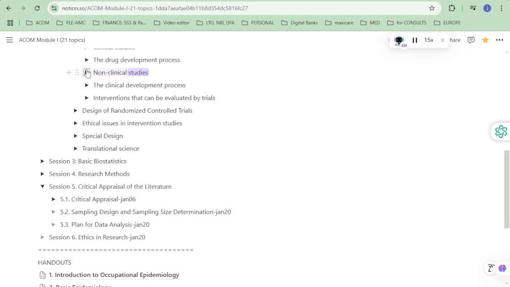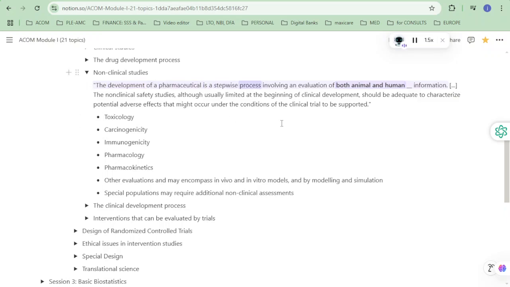Non-clinical studies. The development of a pharmaceutical is a stepwise process involving an evaluation of both animal and human information. The non-clinical safety studies, although usually limited at the beginning of clinical development, should be adequate to characterize potential adverse effects that might occur under the conditions of the clinical trial to be supported. Toxicology, carcinogenicity, immunogenicity, pharmacology, pharmacokinetics, and other evaluations may encompass in vivo and in vitro models, and modeling and simulation. Special populations may require additional non-clinical assessments.